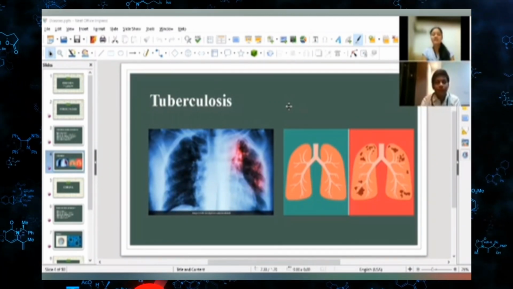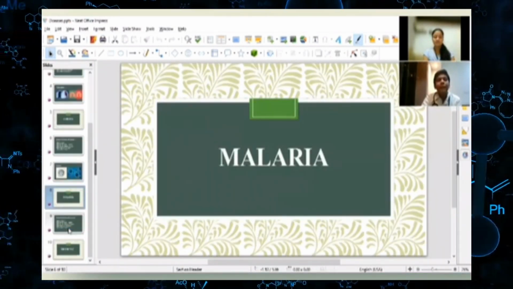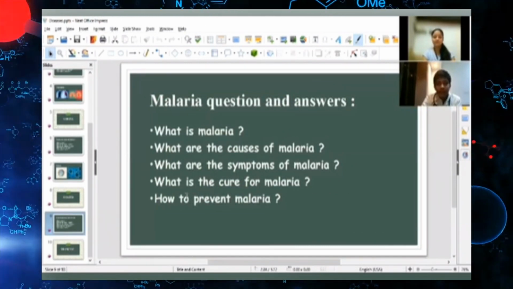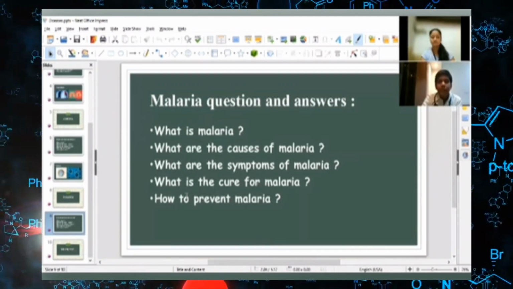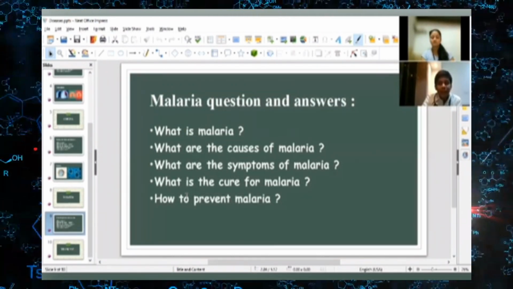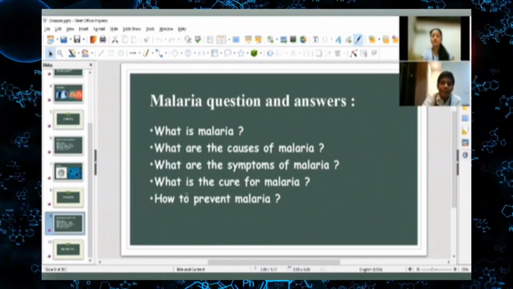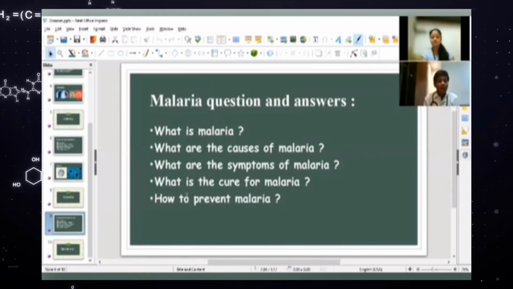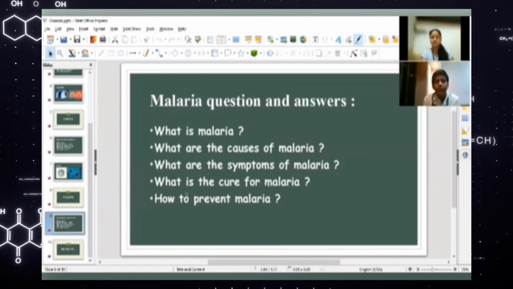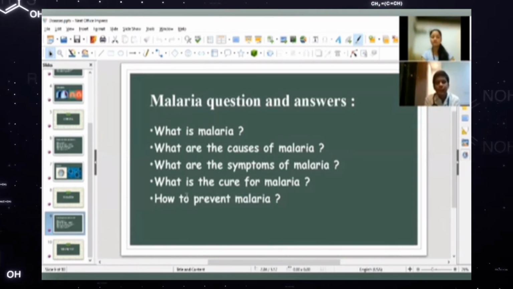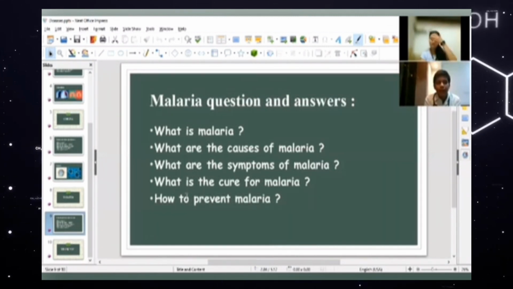So the next disease that we are going to discuss today is malaria. Malaria is a disease caused by the Plasmodium parasite transmitted by the bite of infectious mosquitoes. The severity of malaria varies based on the species of Plasmodium. Okay, so what are the causes of malaria? Malaria is caused by the Plasmodium parasite. The parasite can spread to humans through the bites of infected mosquitoes. There are many different types of Plasmodium parasite, but only 5 types cause malaria in humans.